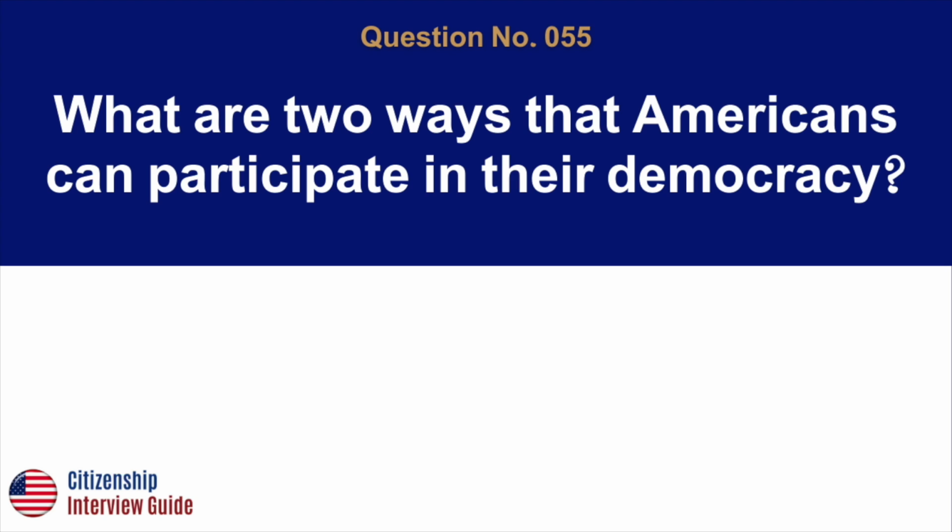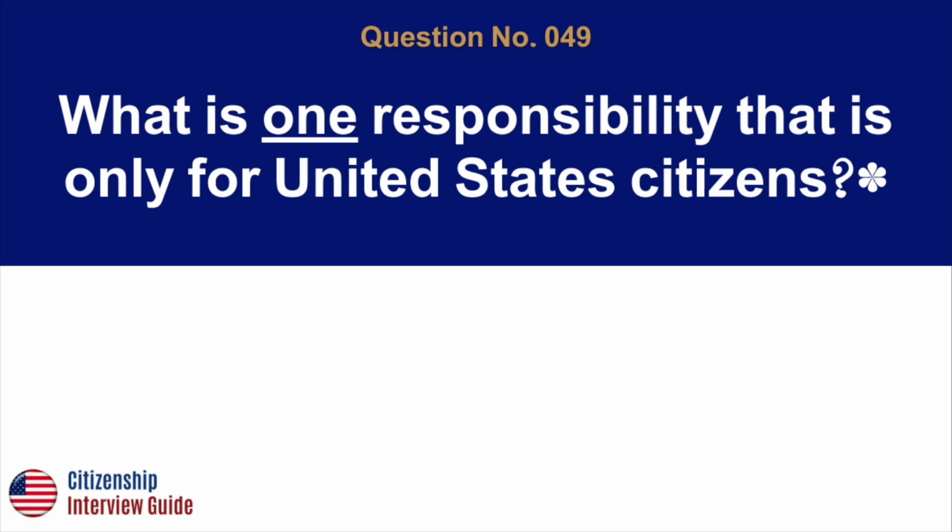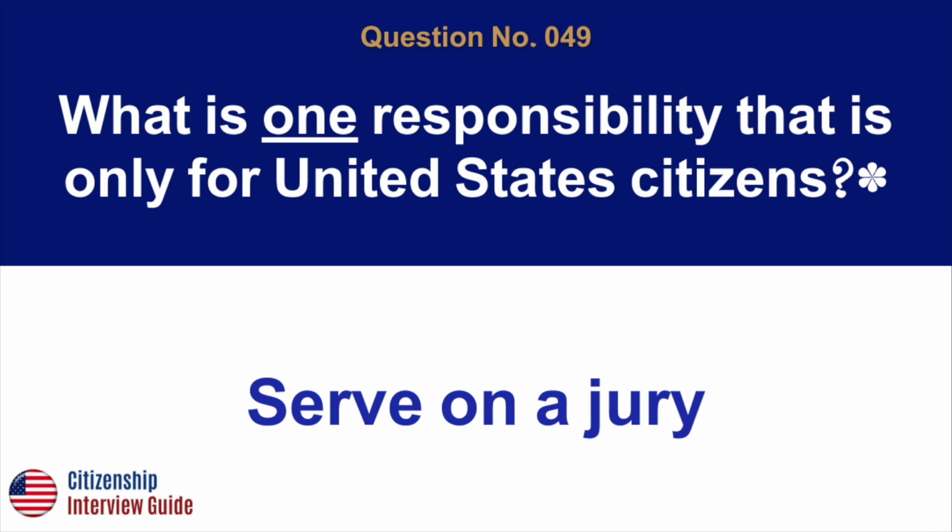What are 2 ways that Americans can participate in their democracy? Vote. Join a political party. What is one responsibility that is only for United States citizens? Serve on a jury.